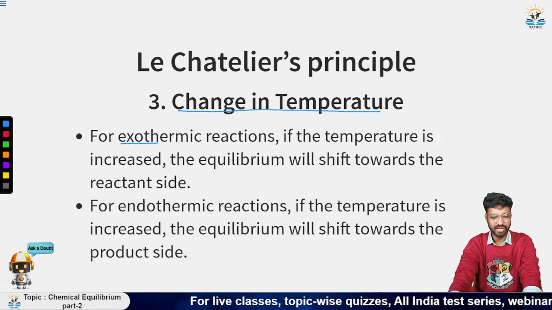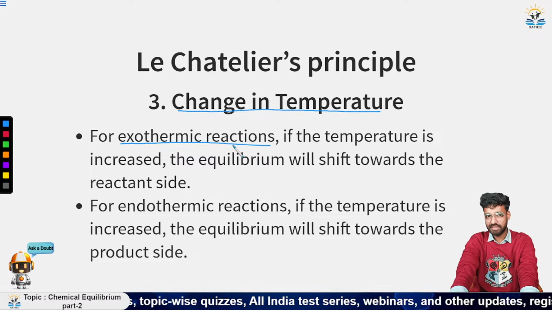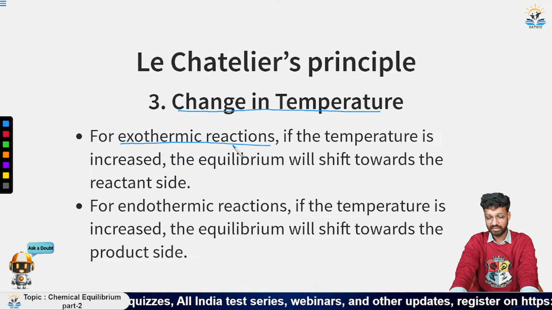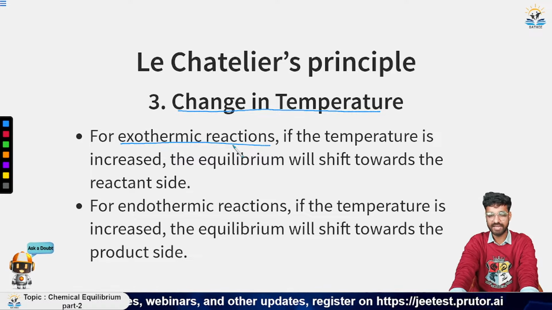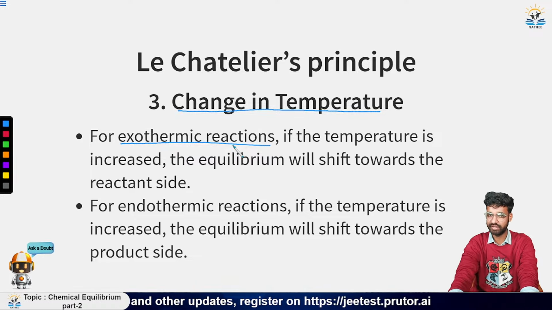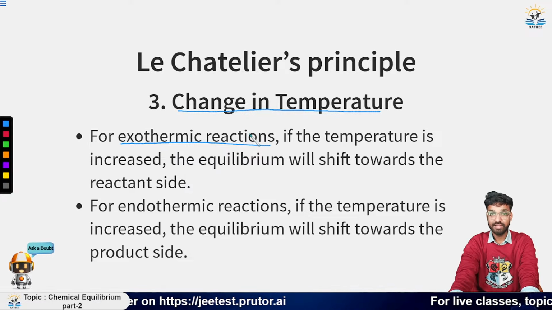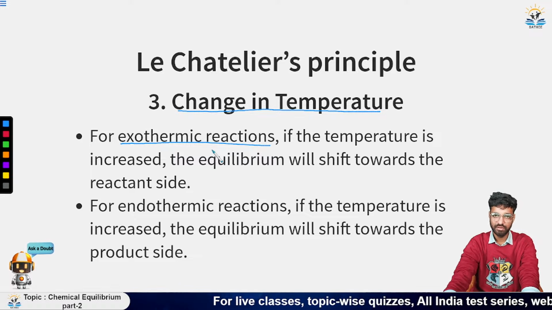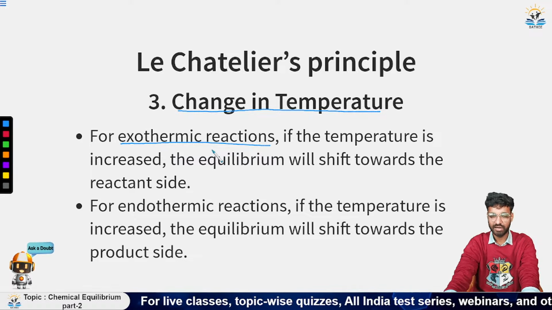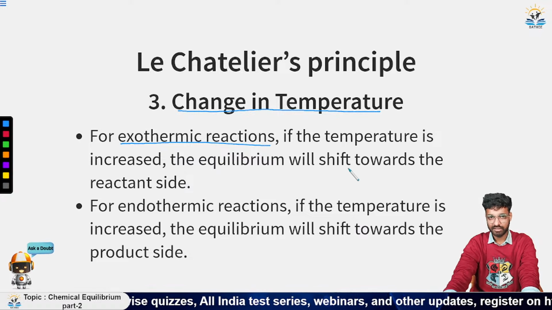Suppose it is an exothermic reaction. That means energy is released, or you can say the temperature increases as we move toward the product. So for an exothermic reaction, we get some amount of heat, and if we increase the heat, we increase the temperature. Now what happens if we increase the temperature for an exothermic reaction? If we increase the temperature by applying some heat, the reaction will proceed in the backward direction, toward the reactant side.